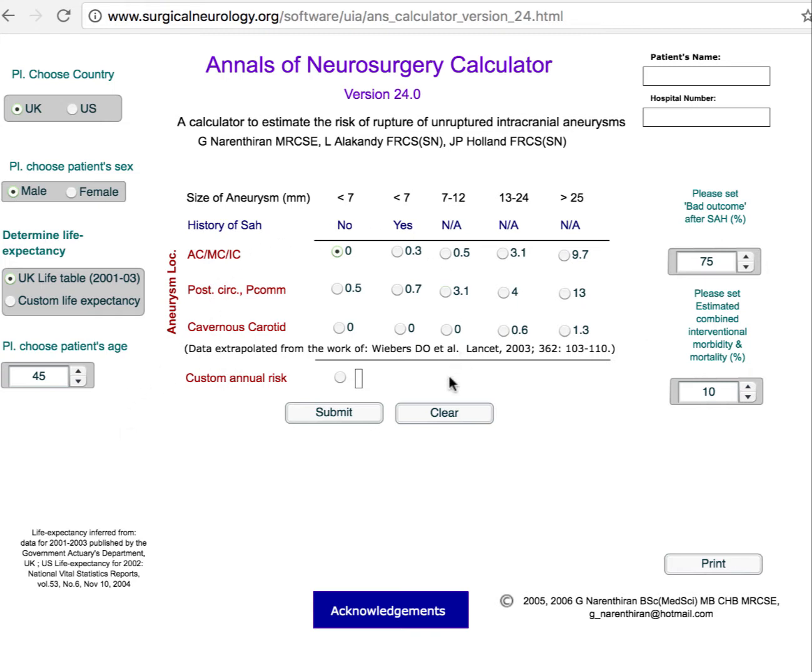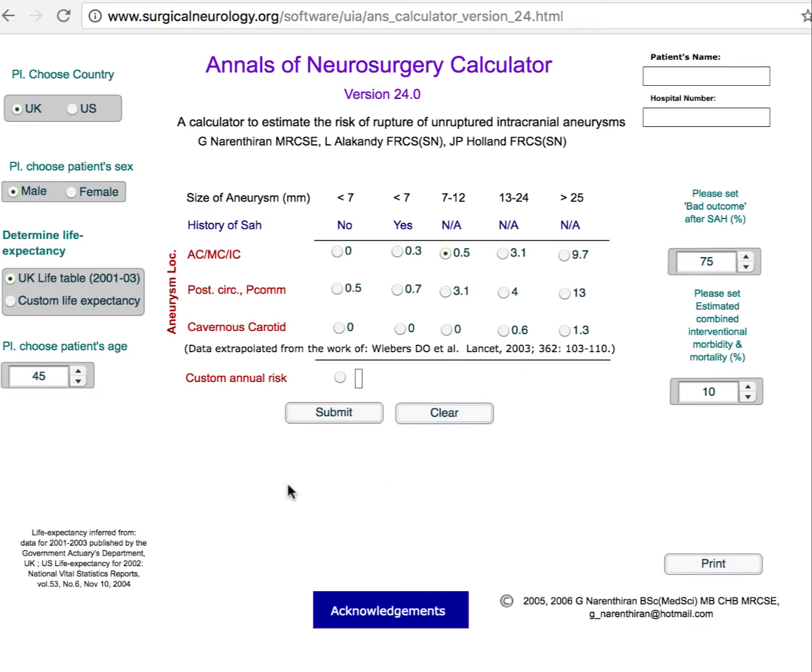This is where you insert the risk of rupture per year. If you want to go with the ISUIA data, you can use these numbers, or if you want a custom annual risk, you can click here and enter the custom rate. Let's say the custom annual risk is 3% per year, then you can use that. But if you want to use the ISUIA data for an anterior circulation aneurysm between 7 and 12 millimeter diameter, you can click on that. When you extrapolate the published data, the annual risk was around 0.5%.